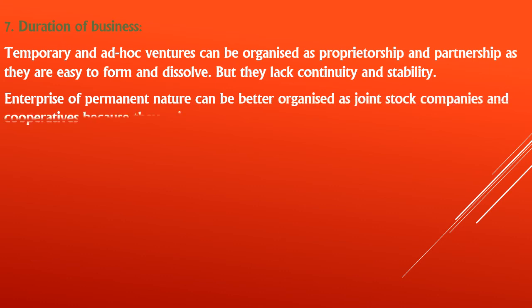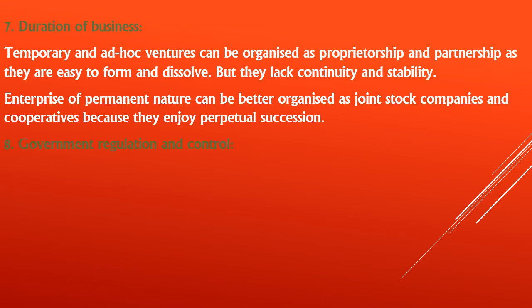Enterprises of a permanent nature can be organized as joint stock companies and cooperatives because they enjoy perpetual succession. Perpetual succession means unlimited life. Even if there is death or retirement of any members, it doesn't affect the life of the company unless, lawfully or for proper reasons, the company has to be shut down. Till then the company has unlimited life, perpetual succession.